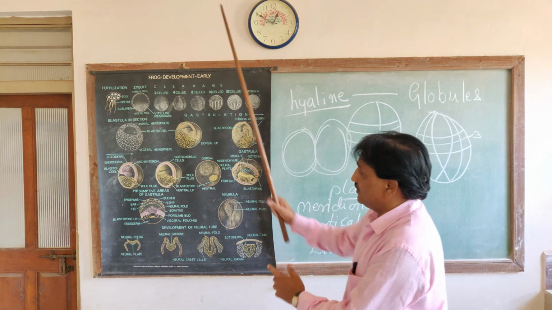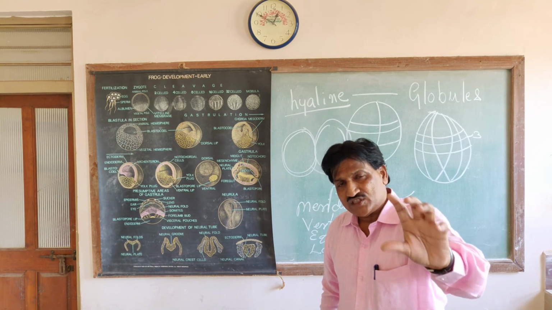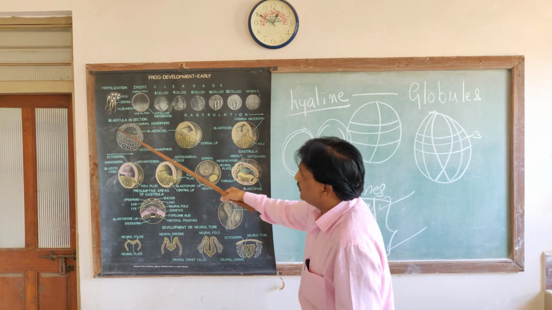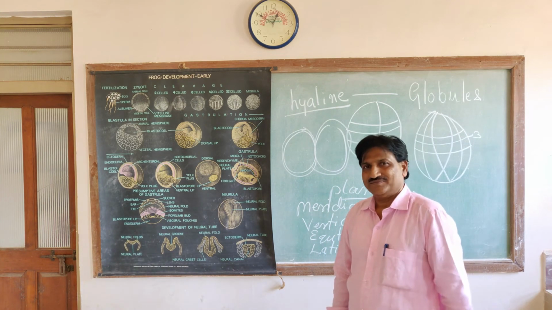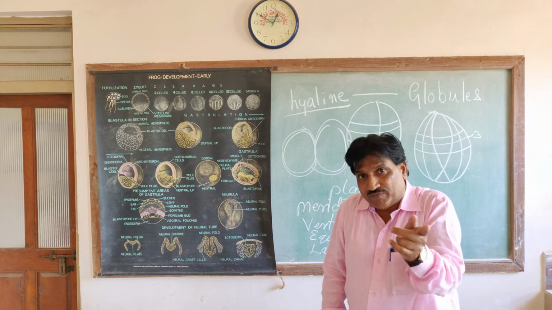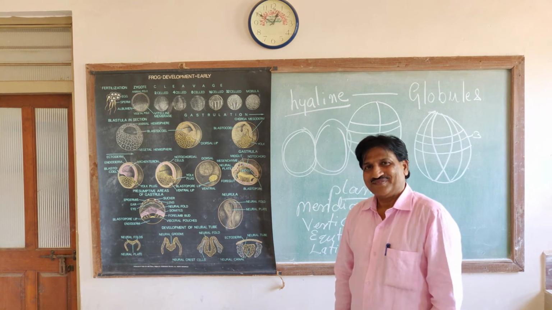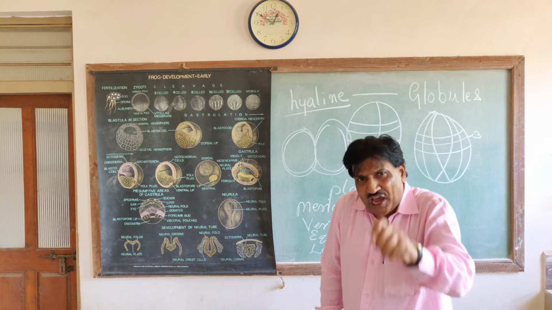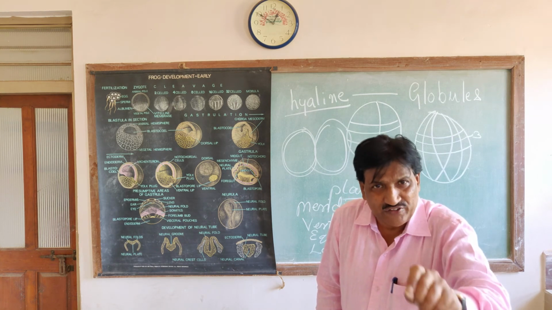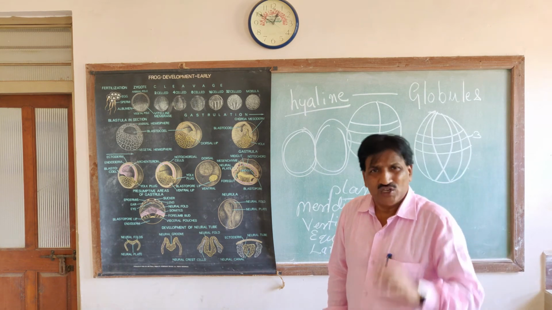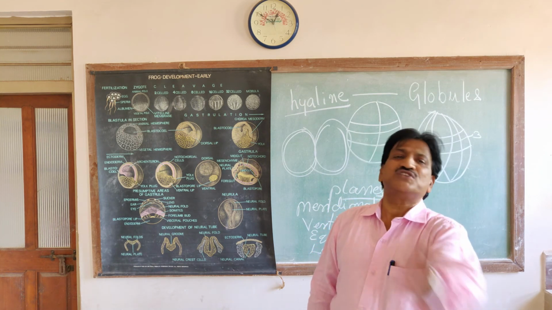Now, first, regarding the appearance of the blastula. The blastula is a hollow sphere-like structure. Point number 1: it is a hollow sphere-like structure. Point number 2: it is derived from the zygote through a process called cleavage, and that process is called blastulation. So with the help of cleavage, the zygote transforms into the blastula. That process is called blastulation.